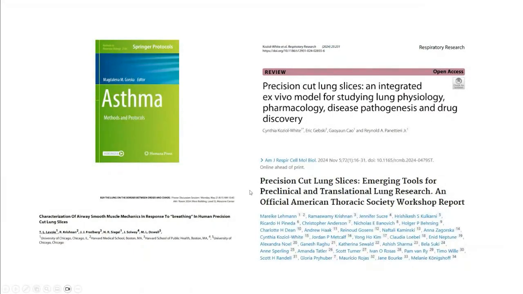There are other articles here. There's a book, Asthma, that has protocols on precision cut slices in the middle of the book, and Ray Panettieri's group is doing slices. A number of laboratories in the country have acquired expertise in slices and have published papers. So you can download these articles from the internet and read them.